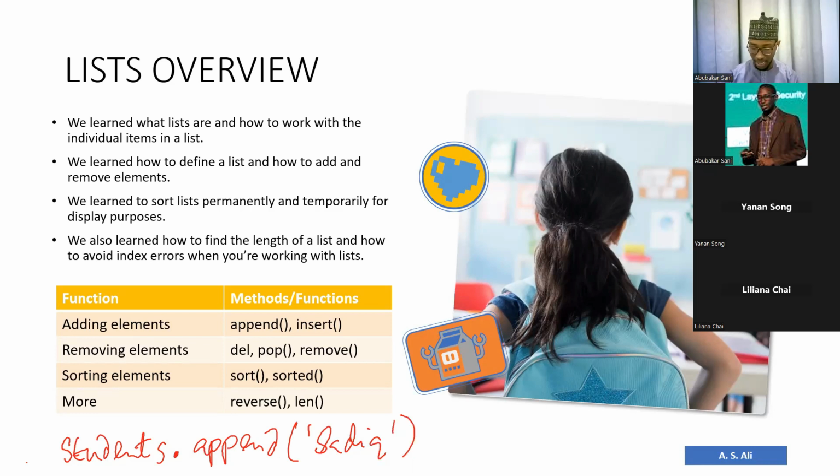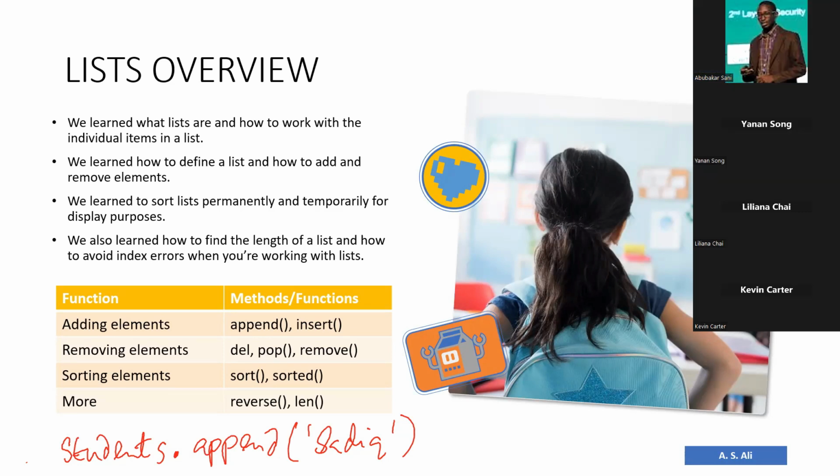Or we can use the insert. And maybe one student didn't join, so we want to remove that student from the list, and we call students.remove. So we can use the dot remove to remove a particular student from the list. Sometimes we want to sort our list so that things will be in alphabetical order. So we can use the sort. We have looked at all this in the previous class.